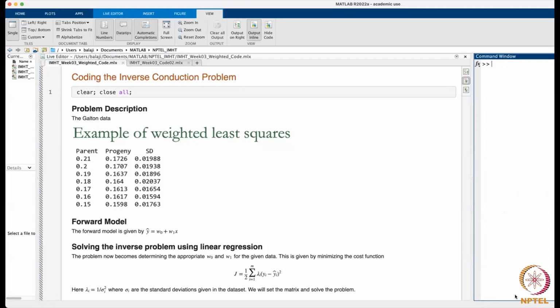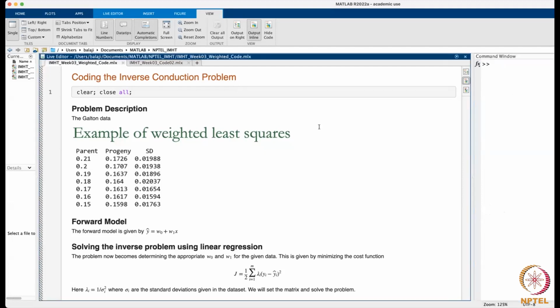So what I am showing here is a code for the Galton data, and I have written it coding the inverse conduction problem, which I should change to the weighted least squares problem. This is a copy paste issue. The forward model is still W0 plus W1x. Notice that I have done the same trick. I have cut and pasted whatever I had in my slide here. It's just a convenient way of doing it. I encourage all of you to do this within MATLAB scripts.